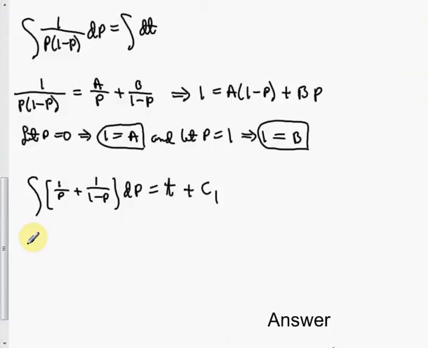What's the integral of 1 over p dp? You integrate this, then plus the integral of that. What's the integral of this? Well, yeah, natural log of p. Right?